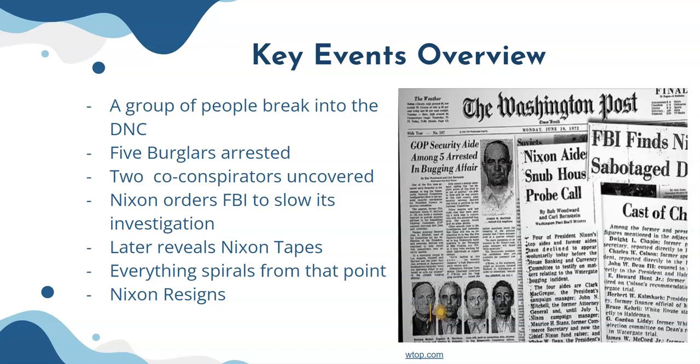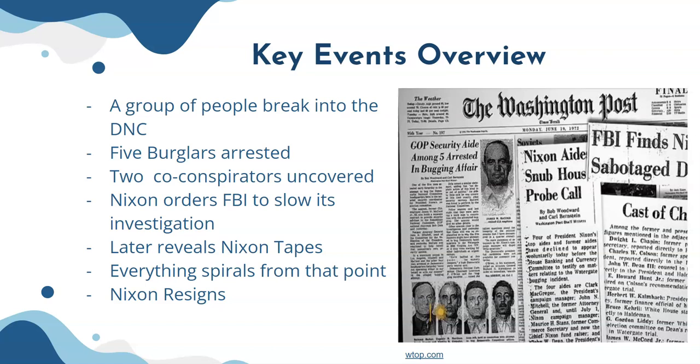As an investigation was held, Nixon ultimately orders the FBI to slow down the investigation and hinder it in order to make it seem like it's not quite as big of a deal as it should be. Later, it seems that his desire to have the FBI hinder itself was because he was complicit in the crime.